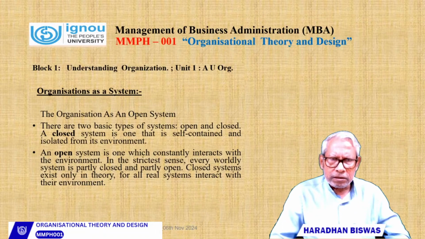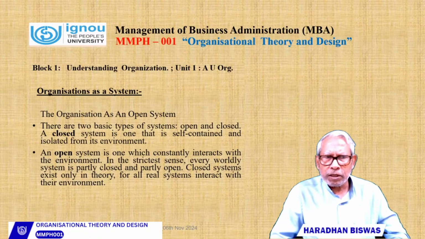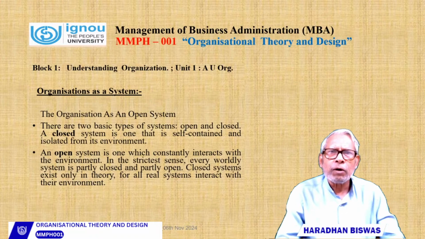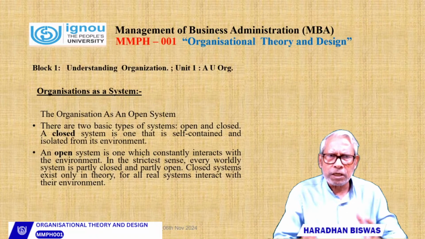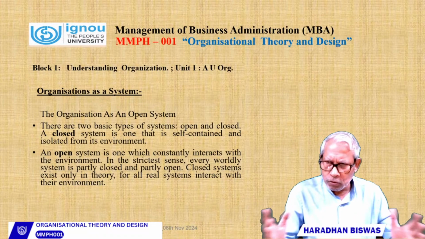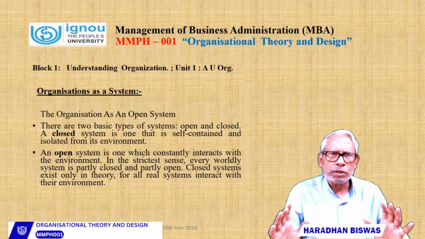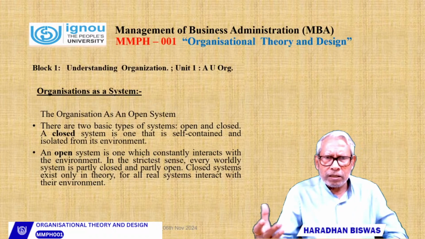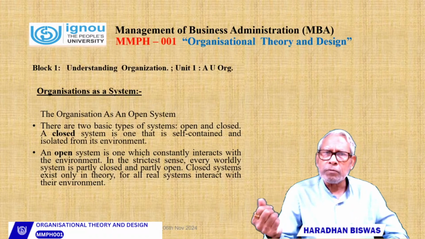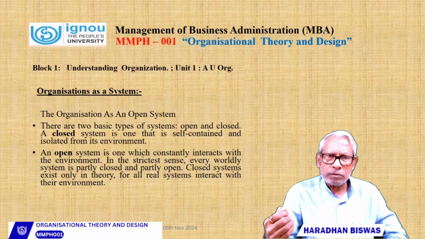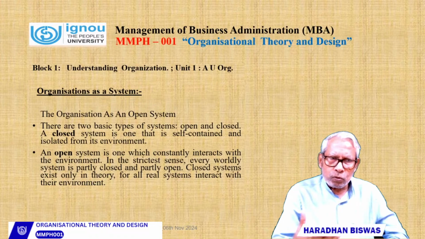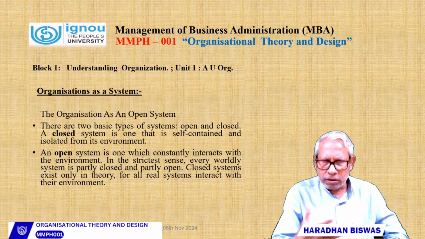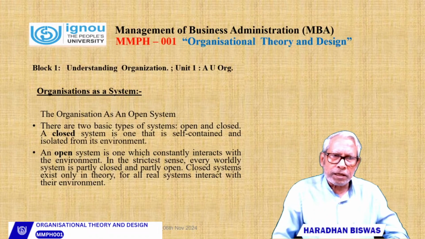So there are two basic things, open and closed. The closed system is one that is self-contained and isolated from the environment. In this case, I am now isolated. The environment conditions are not disturbed because there is no noise. The room is totally protected in this way. But an open system is constantly interacting with the environment. So closed systems exist in theory, but real systems interact with the environment.